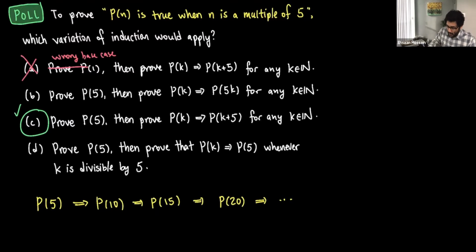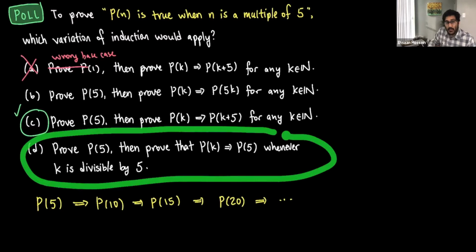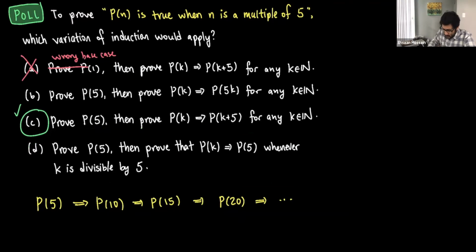Does anybody know where the typo is in D? It's here, this P of 5. P of K implies P of 5. P of 5 is a single statement, just with 5 in it, right? That's not supposed to be right. What should I have written? K plus 5. Good. Sorry about that, guys. K plus 5 is what I should have written.